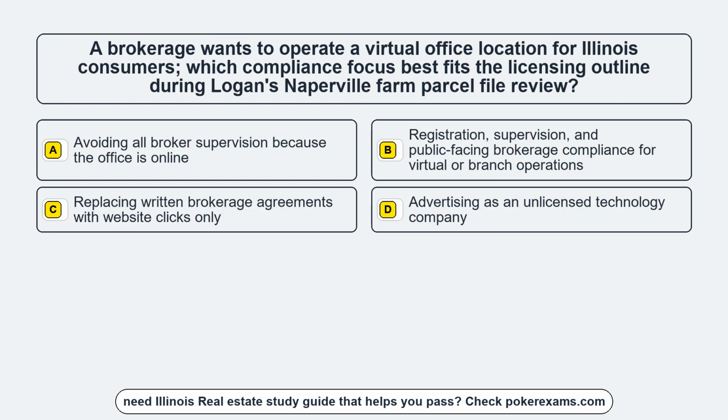Question 10. A brokerage wants to operate a virtual office location for Illinois consumers. Which compliance focus best fits the licensing outline during Logan's Naperville farm parcel file review? Option A, avoiding all broker supervision because the office is online. Option B, registration, supervision, and public-facing brokerage compliance for virtual or branch operations. Option C, replacing written brokerage agreements with website clicks only. Option D, advertising as an unlicensed technology company.